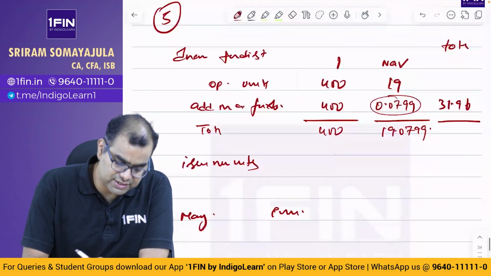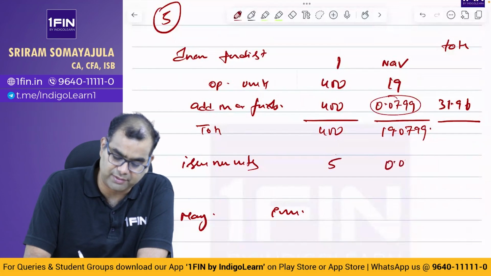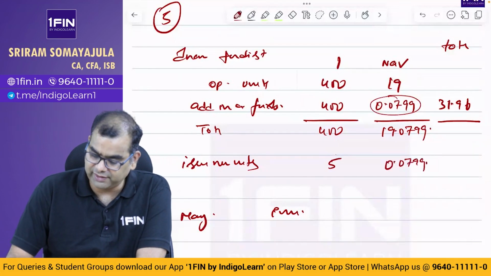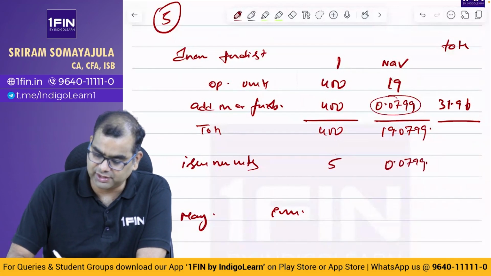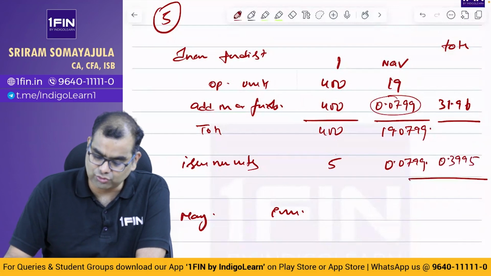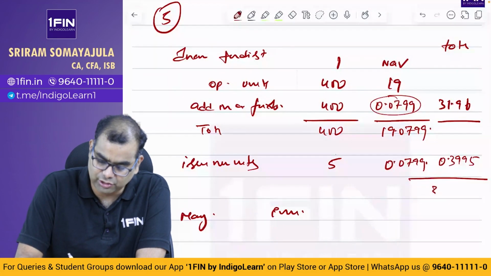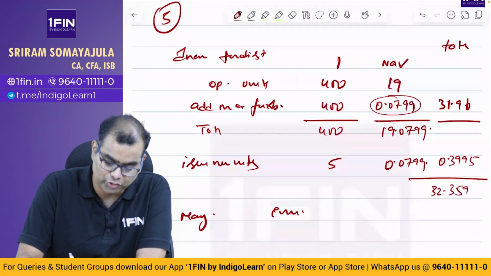For how many lakh units? You are issuing 5 lakh and they are at 0.0799. For them also money comes in. So 5 into 0.0799 will give you 0.3995. So if you add these two, what is the overall income available? 0.3995 plus 31.96. So you get 32.3595. Okay, this is the income available.